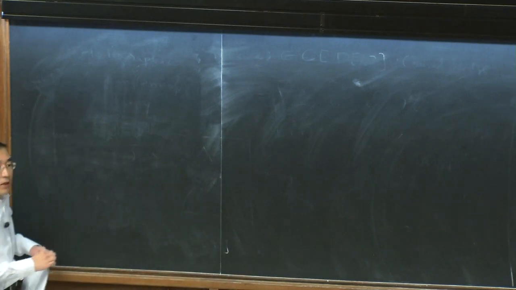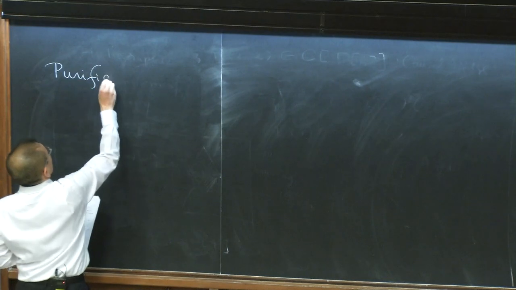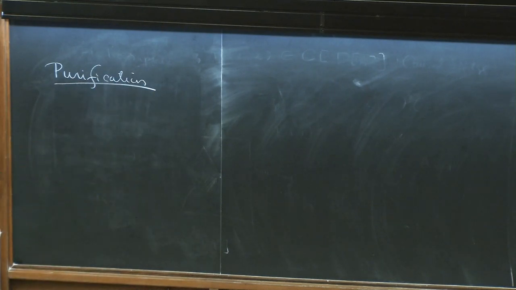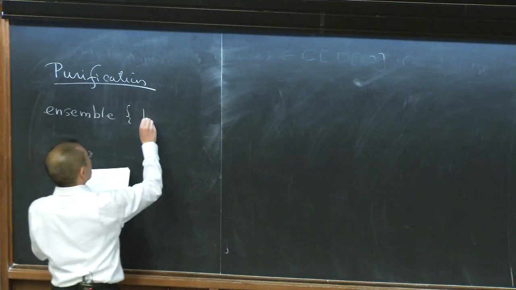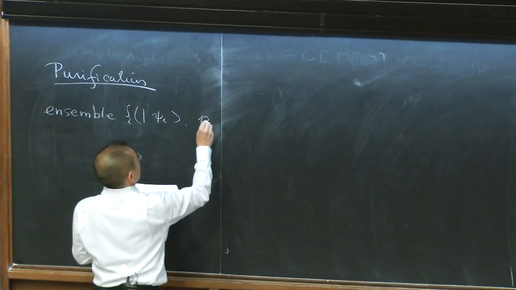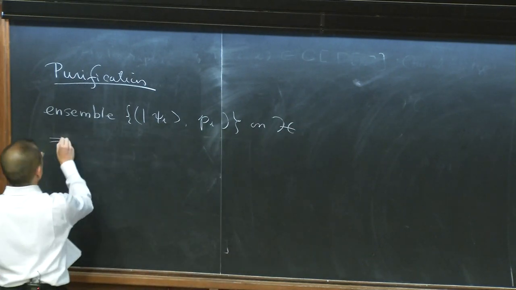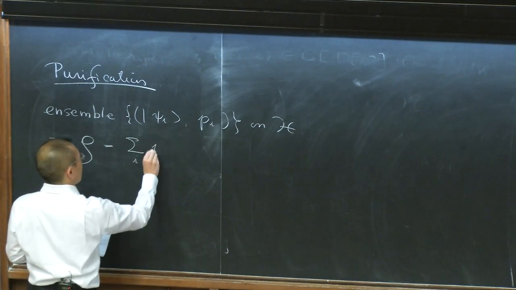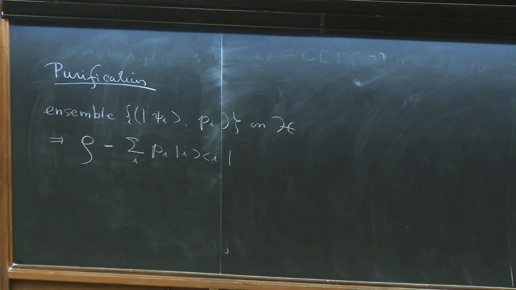So let me first tell you some general things about mixed states in conformal field theory. There is a notion called purification, which is the following. In my first lecture, I told you about an ensemble of quantum states and the density matrix associated to it. So suppose you have an ensemble of states, so you have a state with probability p_i. In order to describe this on the Hilbert space, you consider a density matrix, which is given by this expression. And the purification is the following concept.